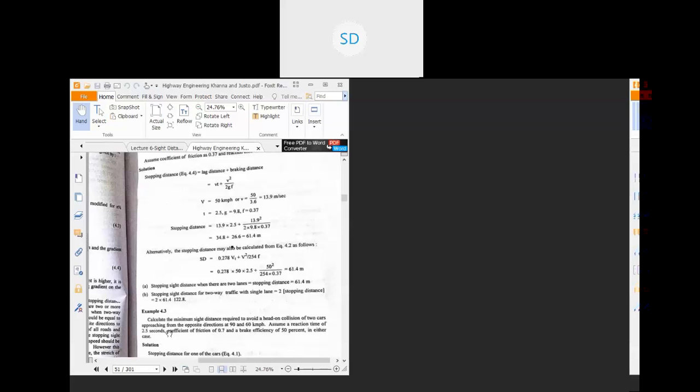Now, before proceeding to the numerical, note down one thing. See here, the coefficient of friction value is given as 0.7, and the brake efficiency is given as 50%. You know that brake efficiency and coefficient of friction work along with each other. In our previous case, we considered brake efficiency as 100% as it was not mentioned. So whatever coefficient of friction value was given or we got from the table, we directly used that.